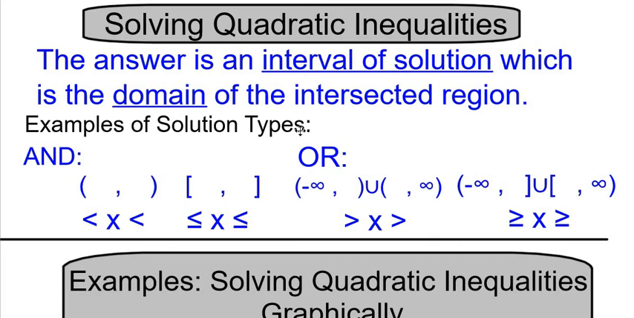All right, so now we're going to look at a quadratic inequality. And a quadratic inequality is the same solving process that you've seen, but we're going to use this notation that we've seen in the past to describe the answer. So the answer is an interval of solution, not just x equals 5. It's going to be between 5 and 3 or something like that. And it is the domain of an intersected region.